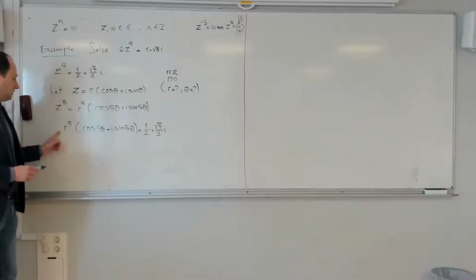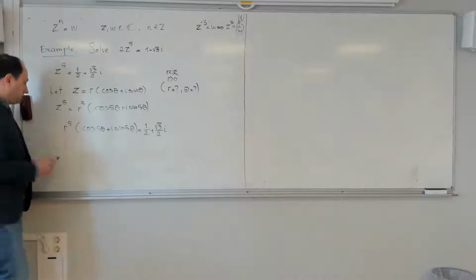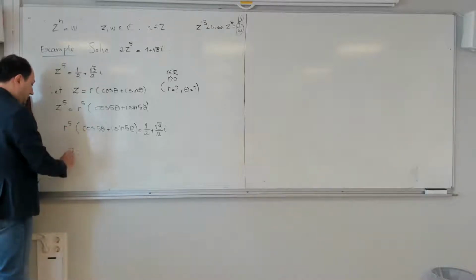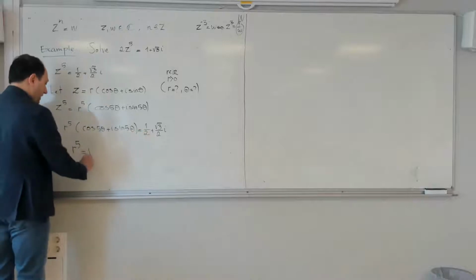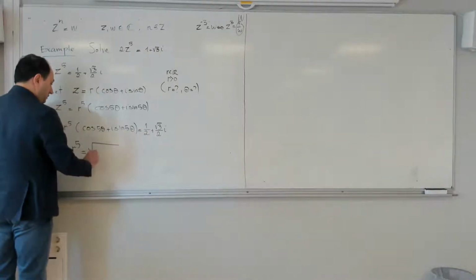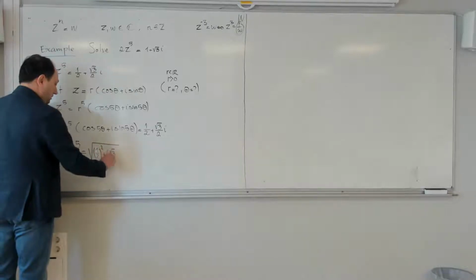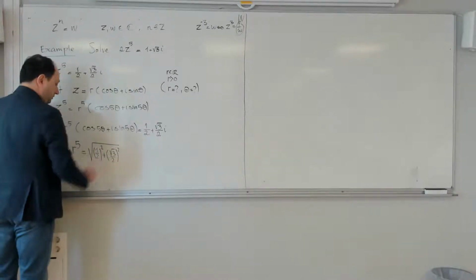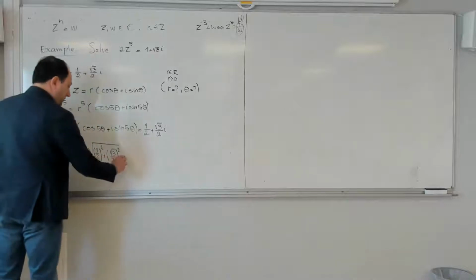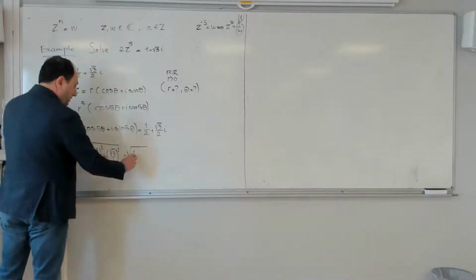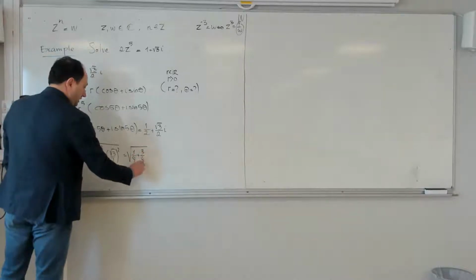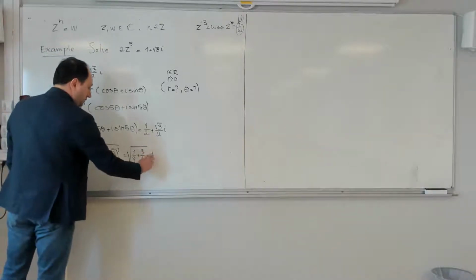But let me ask you, what is the absolute value of this guy? R to the 5, yes? So the absolute value of this one is r to the 5. Absolute value of this guy is actually this number: (1 over 2) to the power of 2 plus (square root of 3 over 2) to the power of 2. And if I simplify, this number becomes 1 over 4, this number becomes 3 over 4, and this is 4 over 4, which is 1.